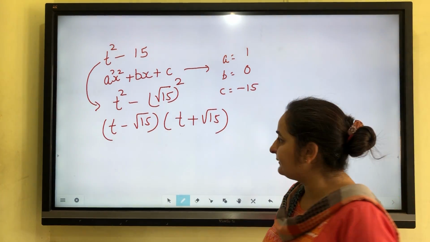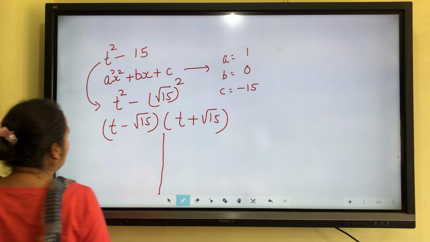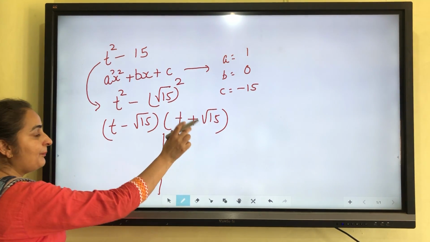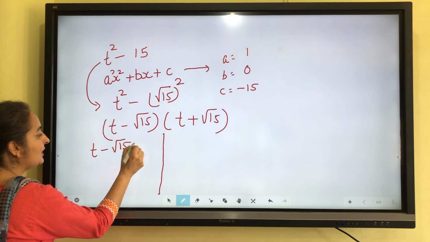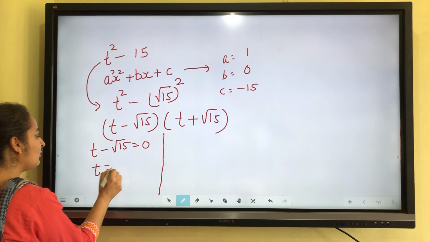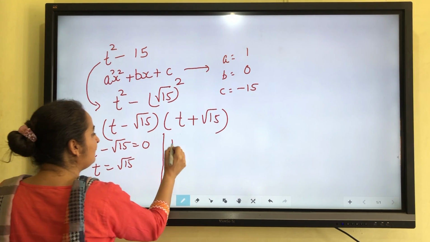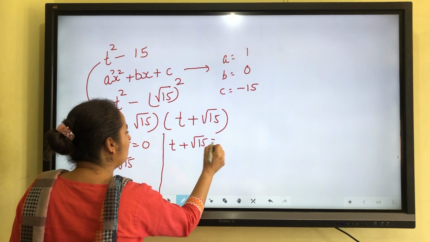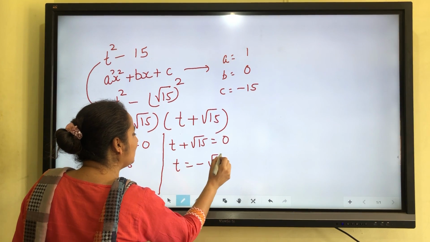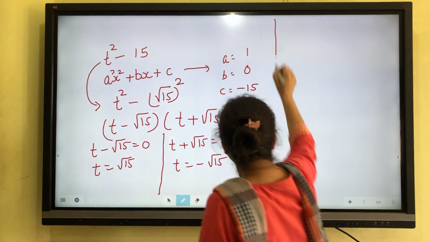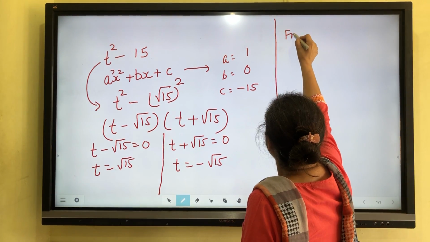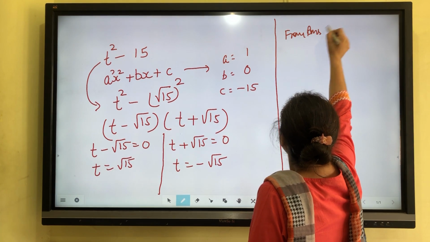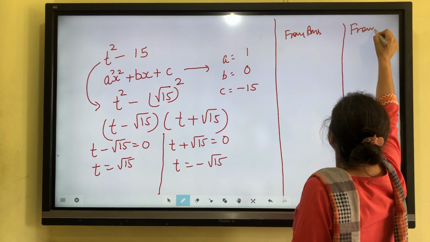Then how will you calculate? The second name of alpha and beta is the zeros of the polynomial. Then how will you calculate the zeros? One bracket is equal to 0, that is t equal to under root 15, and the second bracket is equal to 0, that is t is equal to minus under root 15. Now let's verify the result, whether the result is true or false. How will you verify? From two parts, from the answer and from the question.